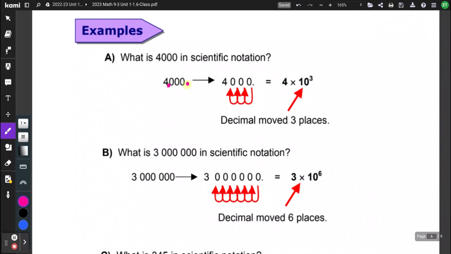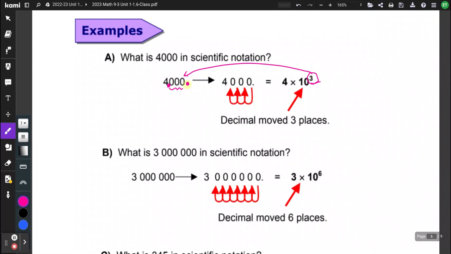I've got 3 digits between my decimals. So I've got 3 digits between. That ends up being a 3. I've got 3 numbers between there. So that's what's going on. Let's take a look at B.